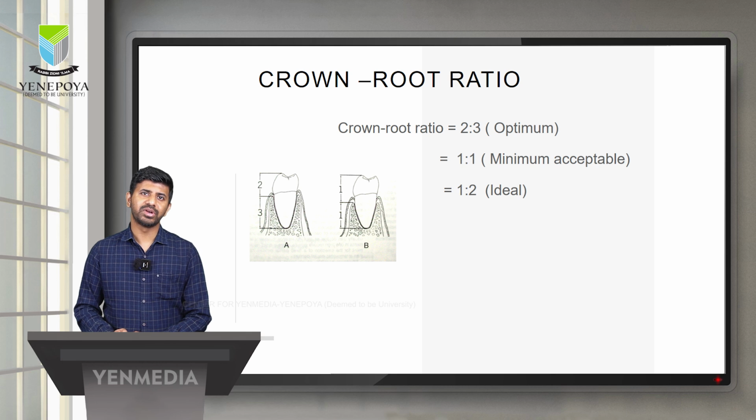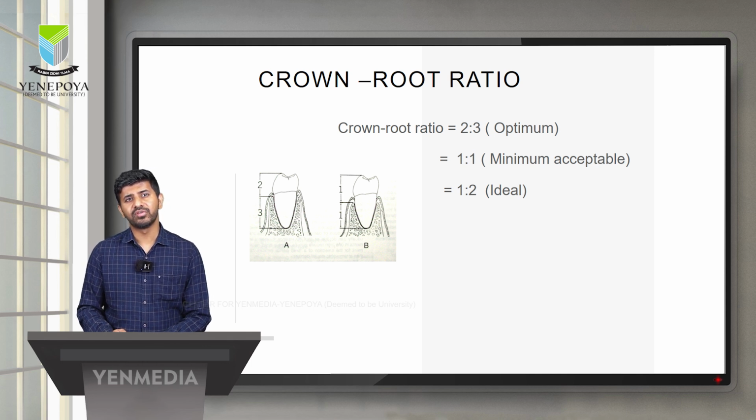One is crown root ratio, which is 2:3, that means 2 portions of crown and 3 portions of the root. So this is very much optimum, because whatever is there within the bone, the root length, we can consider as a resistance arm, because that is going to resist any amount of force. And whatever is there on the coronal portion, the crown, that is referred to as an effort arm, because the effort is there, the occlusal loads are going to be there. So the more resistance arm there is, the better will be the success of the prosthesis.